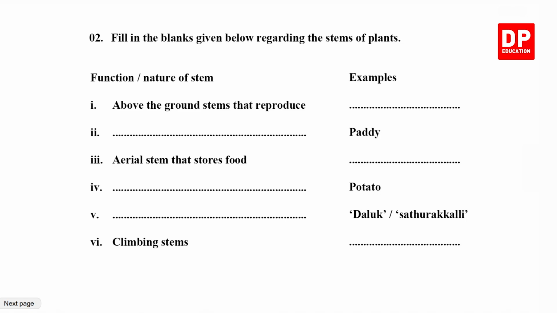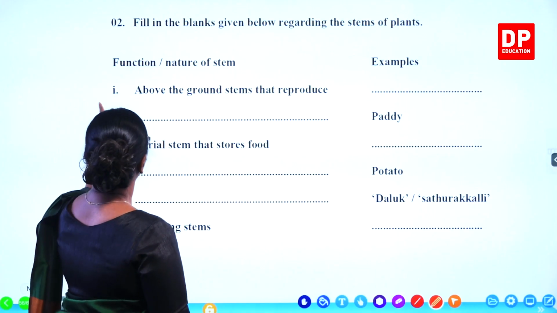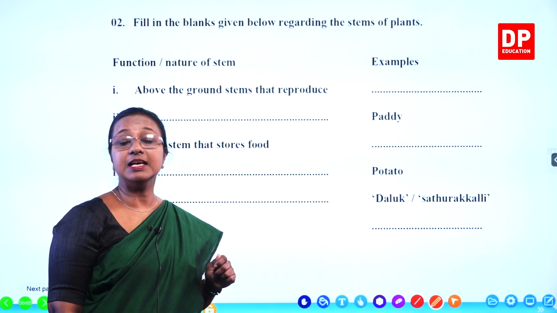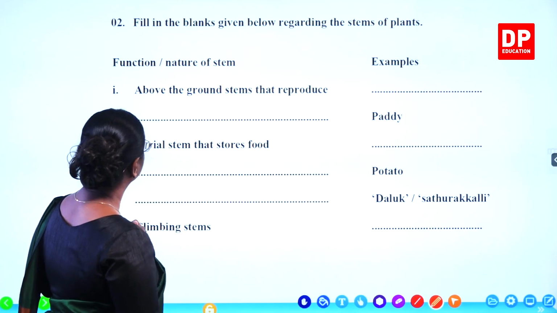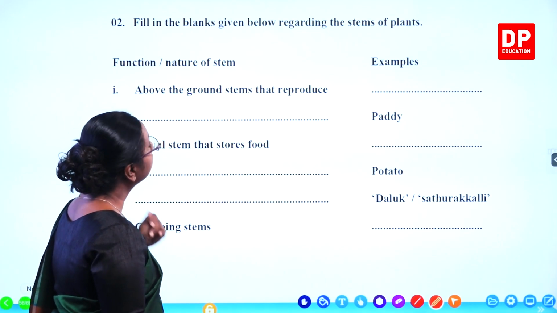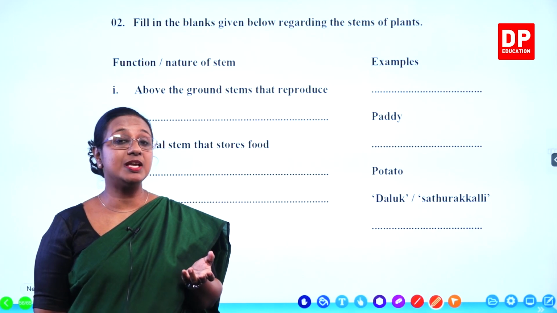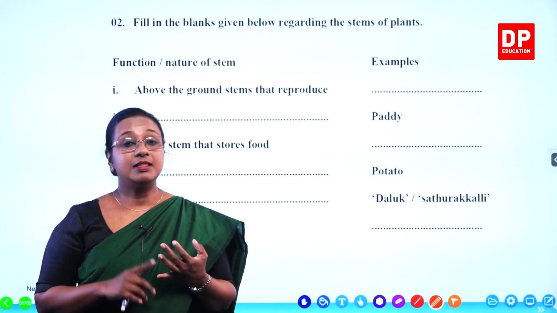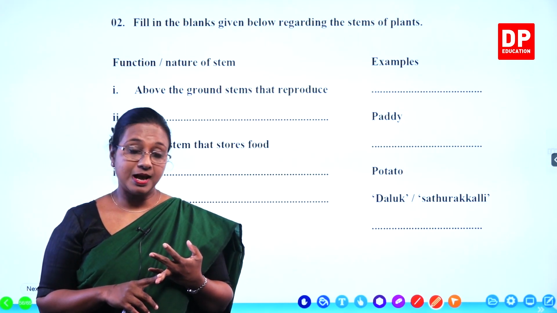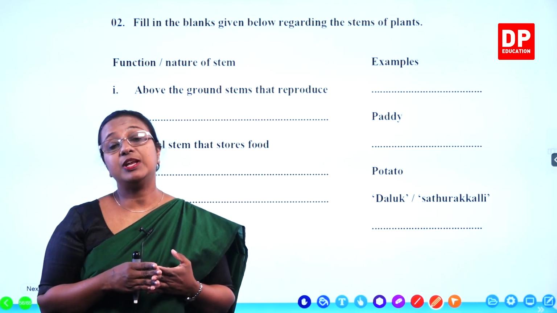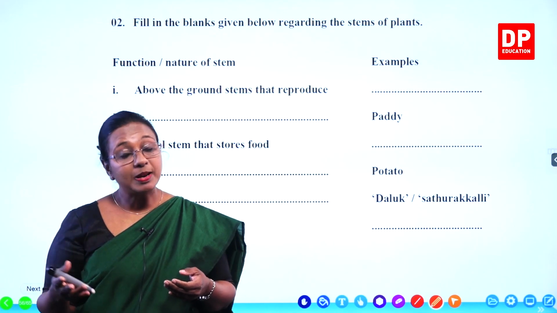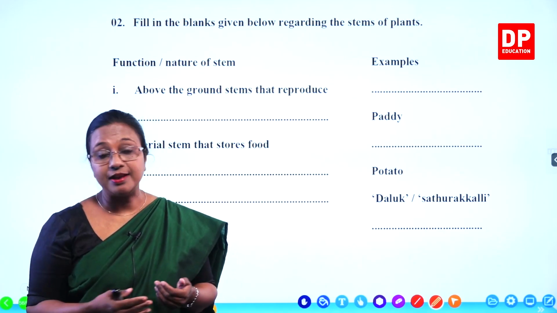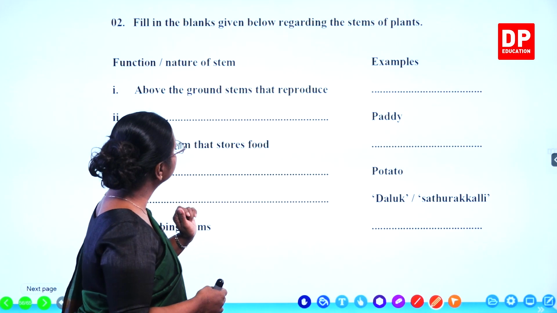Fill in the blanks given below regarding the stems of plants. So the first column gives you the function or nature of the stem, and the second column is the examples. So what is the first one? Above the ground stems that reproduce. So can you think of above the ground stems? There are runners or stolons. What are the examples? You can write gotukola, then you can write any other plant similar to gotukola. Or like if you take the banana, paddy, those plants also reproduce by what? Those are over the ground stems, which are known as suckers. So you can write any example.